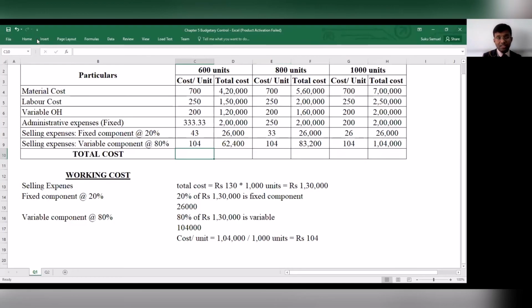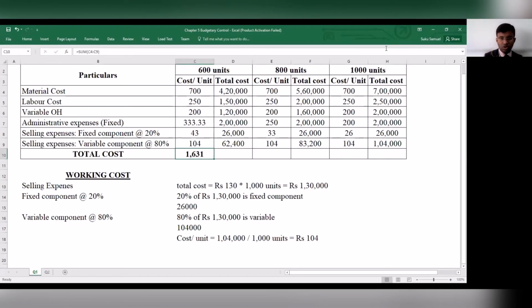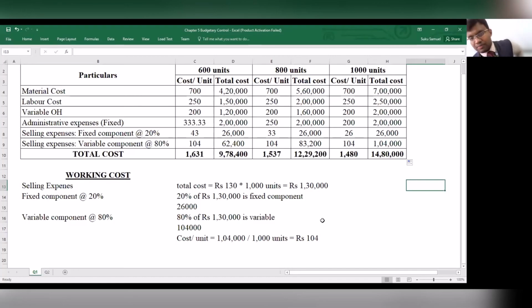Okay, so with that we have completed. Now we have to calculate the total cost as well. So let's just quickly calculate the total cost for 600, 800 and 1,000. You just have to total all this up. I'm just going to do this in one shot, and I have completed this. So I've calculated the total cost. Now, there's something very interesting that I want to show you.